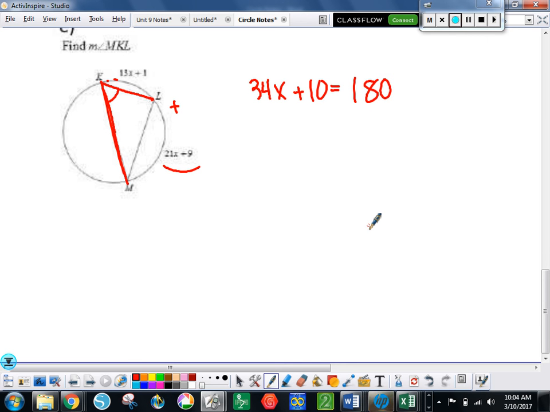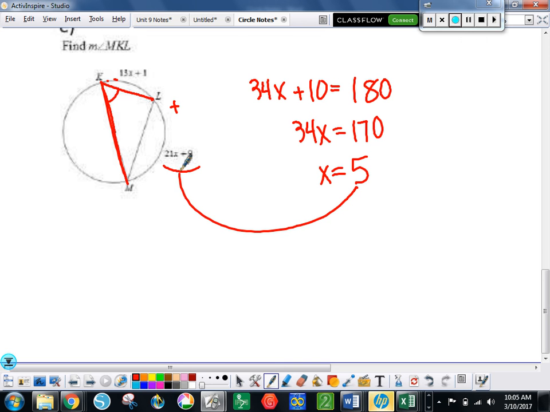And then do your math solving skills. Subtract 10. Divide by 34. x is 5. But that's not the question. The question asks you to find that highlighted angle. So we have to use this 5. Where will we be plugging it into? Here. 21 times 5 is 105 plus 9 is 114.